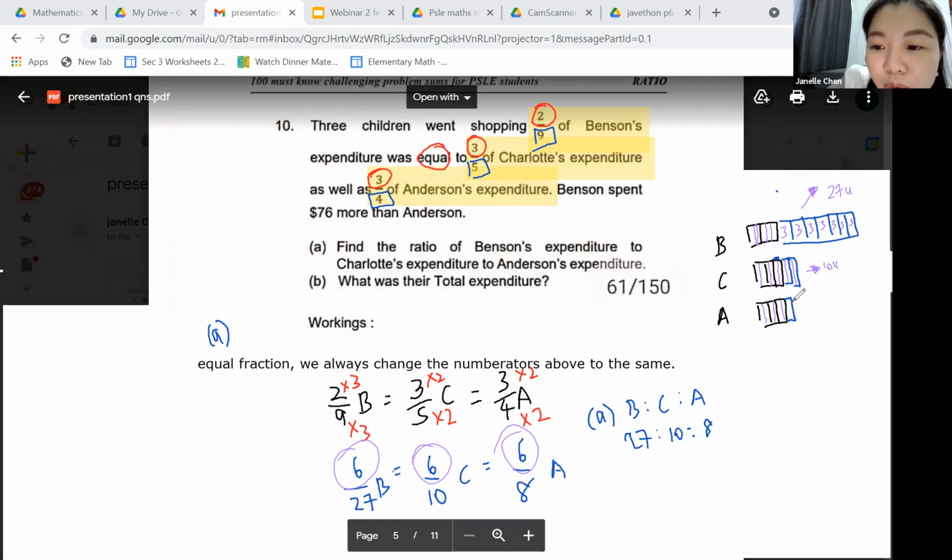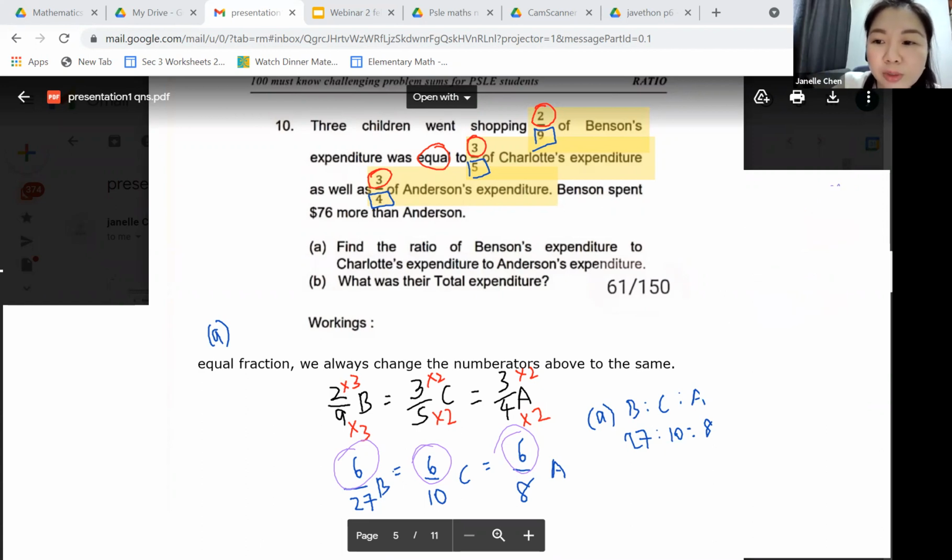And then this one also, you have to cut them into equal parts. So you have 8 units. So it's going to be the same here. You're still going to get 27 is to 10 is to 8. I hope this will help you understand what equal fraction is about. So basically equal fraction just means that the top part, the numerator, is the same. So going on to the next question, for B, I'm going to erase the model part so that I have enough space to go through.